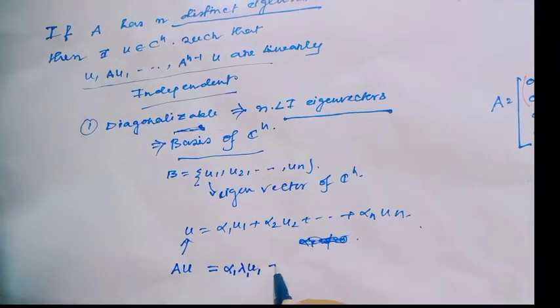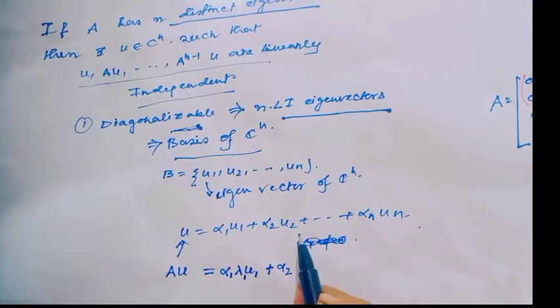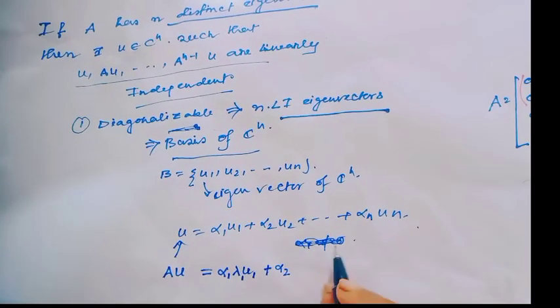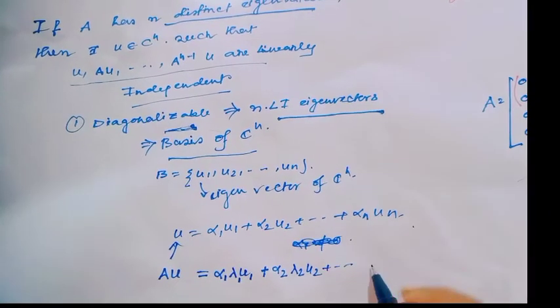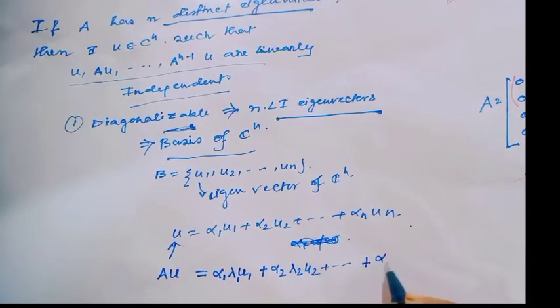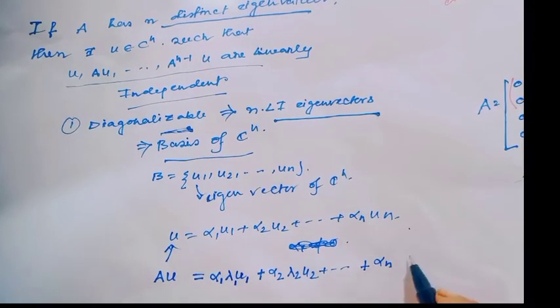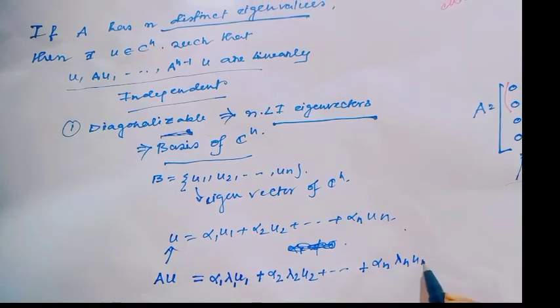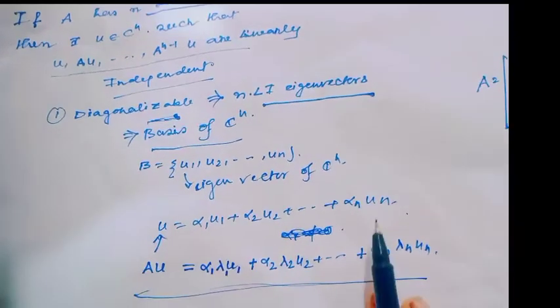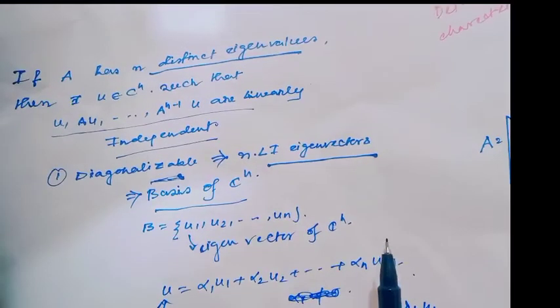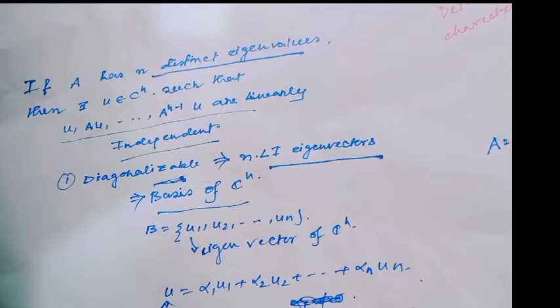Plus alpha 2 Au2, and Au2 means actually lambda 2 u2. Okay, and this would continue here, alpha n Aun means lambda n un. Okay, this is the Au. Here we have to find whether this set is linearly independent.